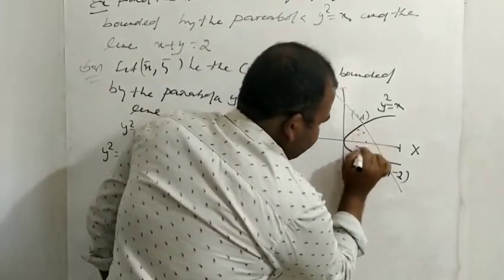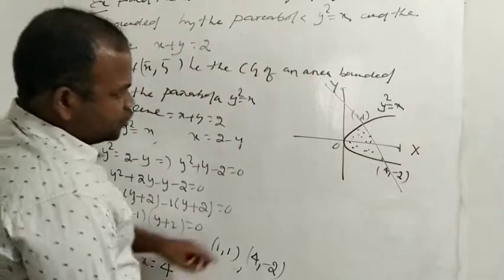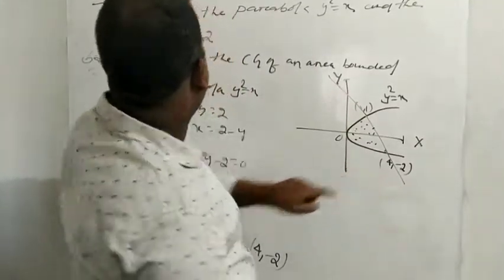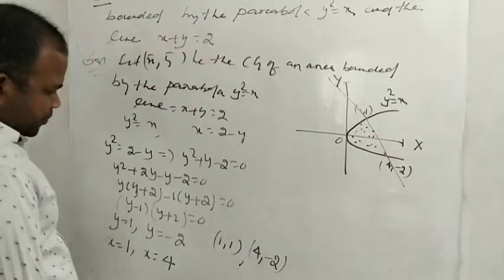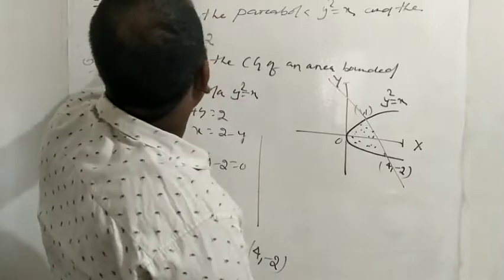So this is the origin. First we will find the points of intersection. Then we will draw the line x plus y equals 2. Now you will find the CG, that is x bar.